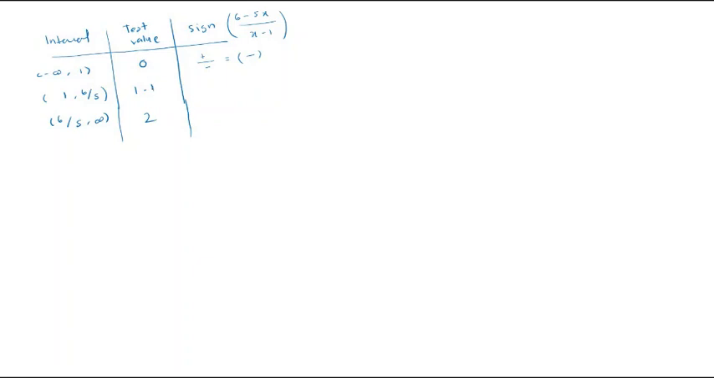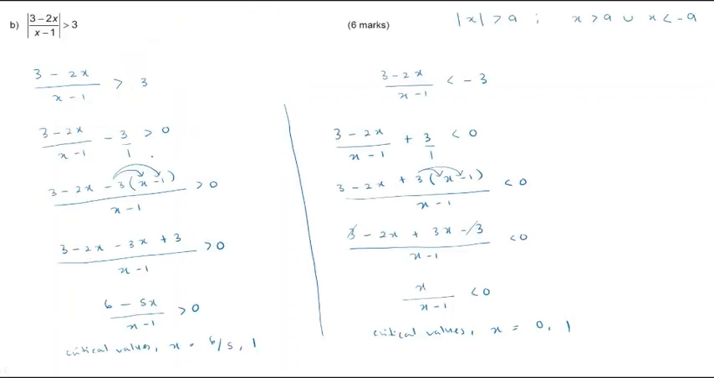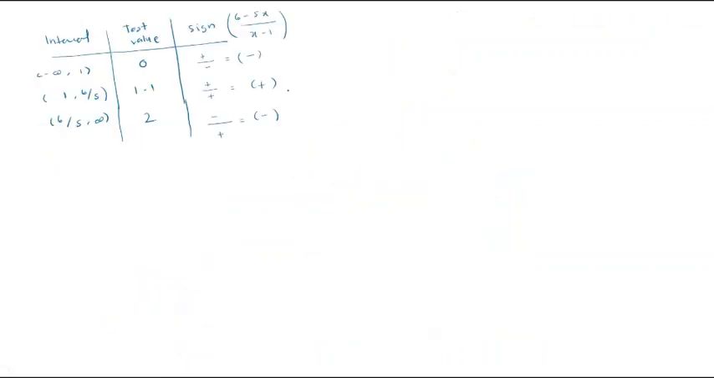And then substitute 1.1. You get positive over positive. Substitute 2. 6 minus 10 is negative. 2 minus 1 is positive. So negative over positive is negative. Okay, for this one, the sign is more. When the sign is more, we will choose the positive interval. This is the answer for the first part.